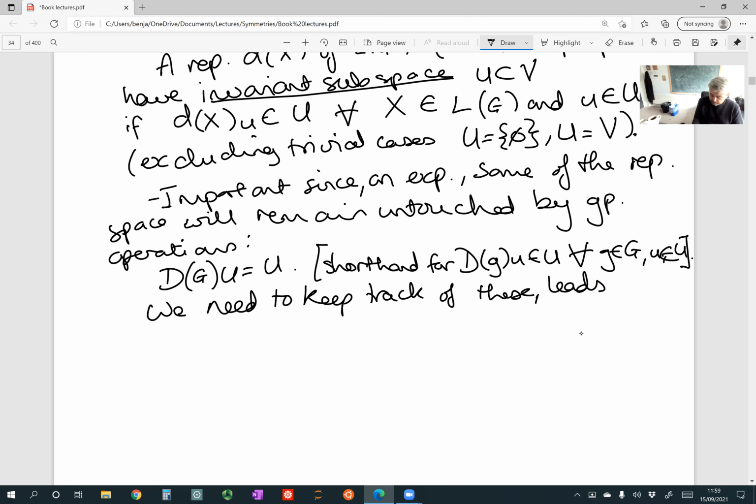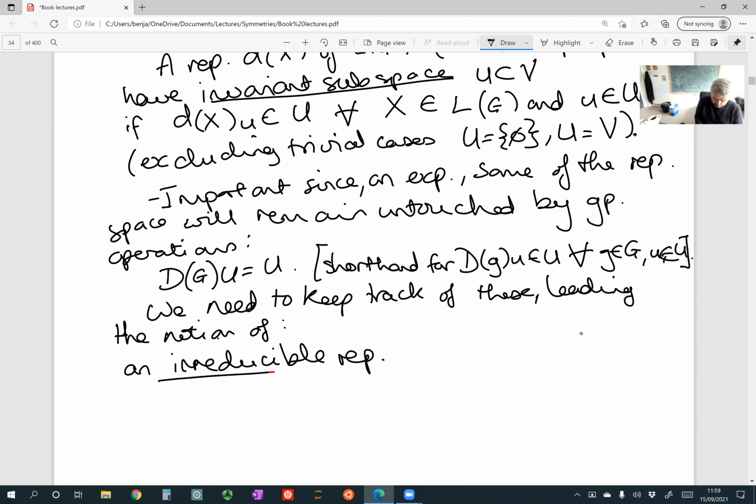So this leads to the notion of an irreducible representation. This is commonly shortened to irrep because it's a bit of a mouthful and takes a long time to write, and so we will call it an irrep of the Lie algebra. And this has no non-trivial invariant subspaces.